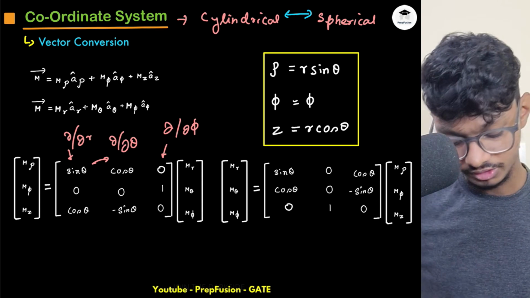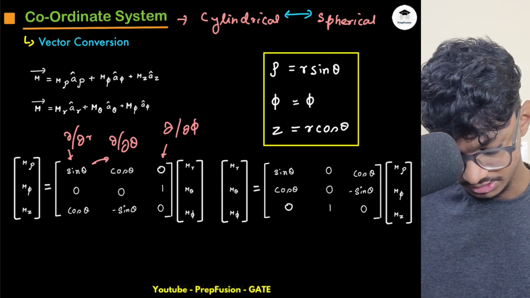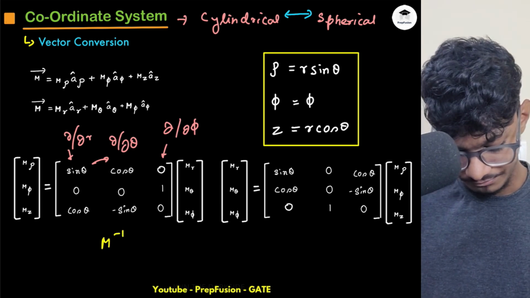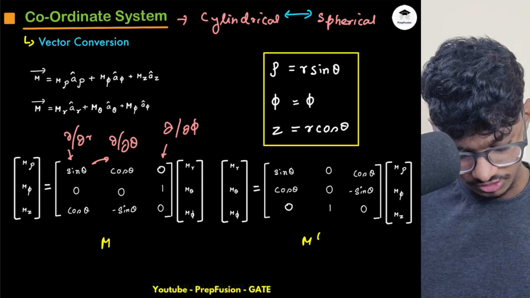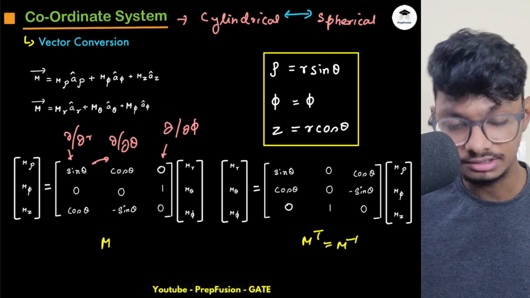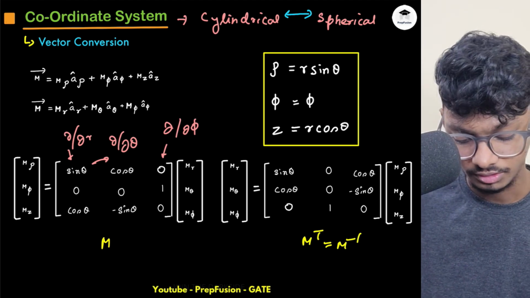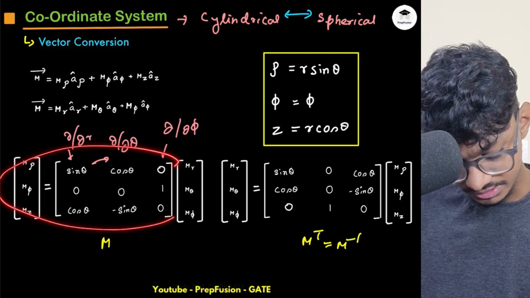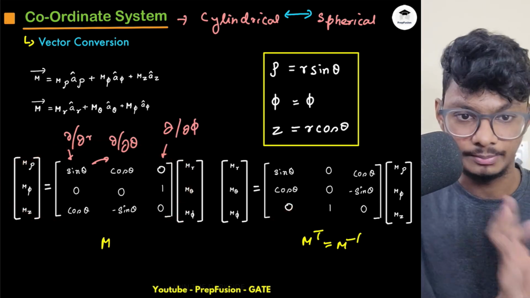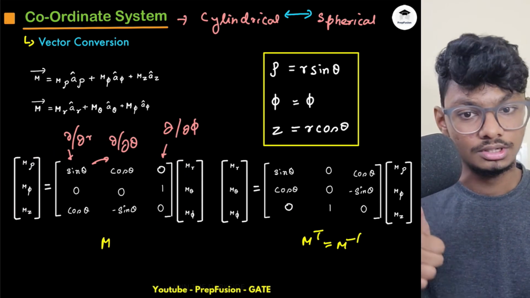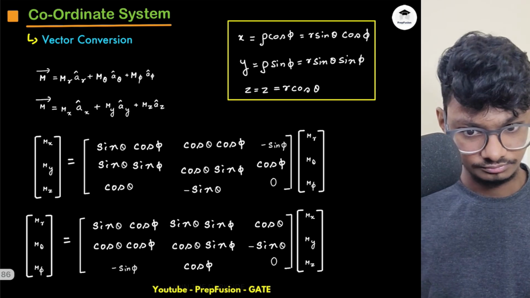Okay, same thing I'm doing again. If this is M, then this will be M transpose, as I know by property they are orthogonal. So you have to remember this, and you will get back to this. Just take the transpose. That's it basically.